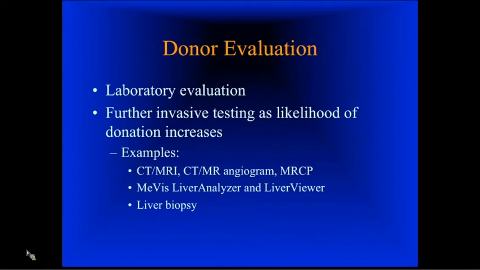So part of the 2-day evaluation includes a full panel of laboratory tests, and also what we want to look at is the anatomical makeup of the donor's hepatobiliary system. Different programs will have different ways. We could use, for example, a CT or MRI, angiogram, MRCPs, different ways of looking at it. What we're looking at is the volume of the liver and also whether there are any biliary or vascular anomalies or variations, which might prevent or make the transplant surgery difficult.